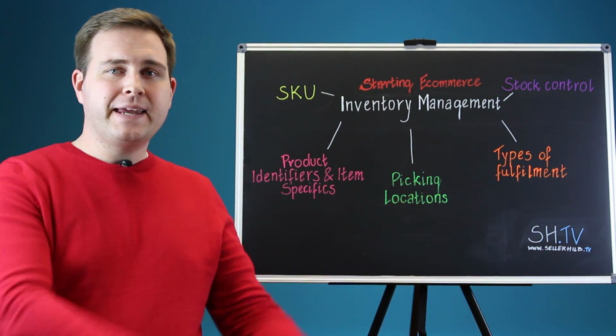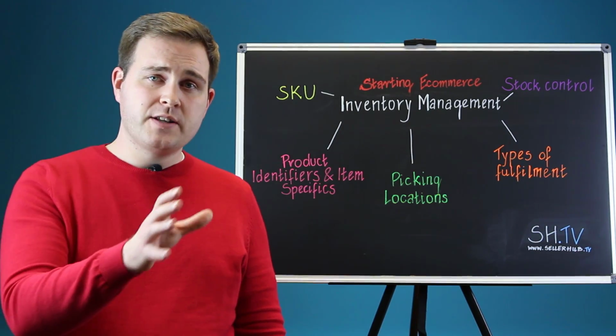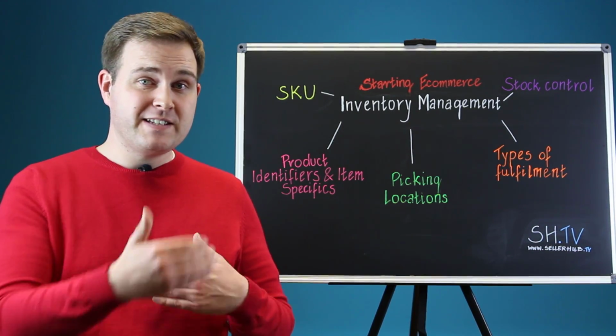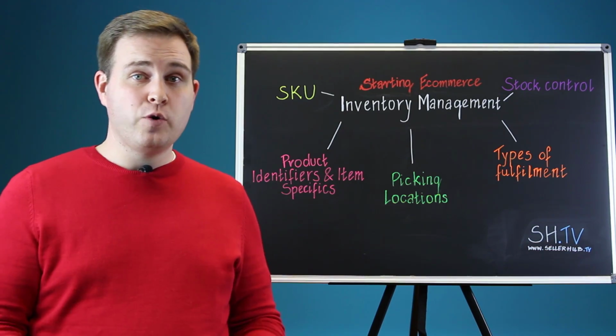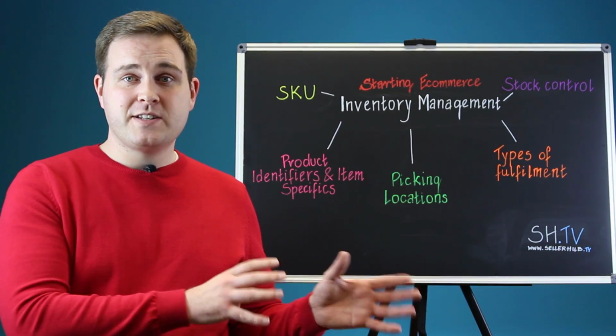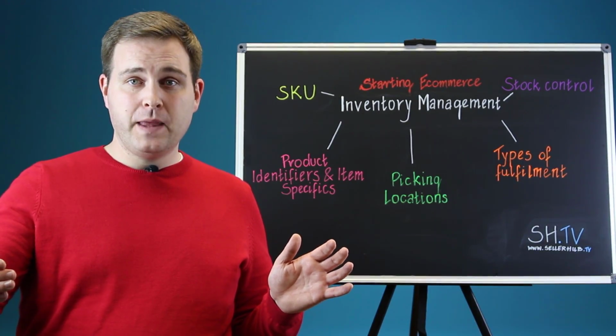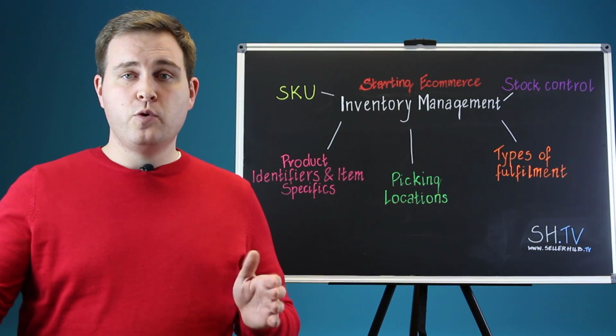Third on our list is picking locations. Now, if you're starting to sell online, you're probably just printing out your orders in sort of date order. Now, this is okay as you start out, but as you're going to start getting bigger, you're going to want to make your whole process more efficient.